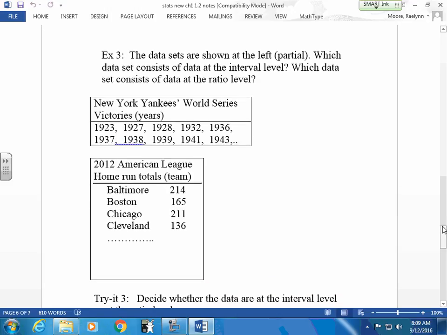So these are partial listings that I put up here. Which one is interval? Which one consists of a ratio? Yeah, if you sign the late book and leave your pass, that's great. Which data set consists of ratio? Which one consists of interval? Devin, what would you say? Which one's ratio? Both are numbers.